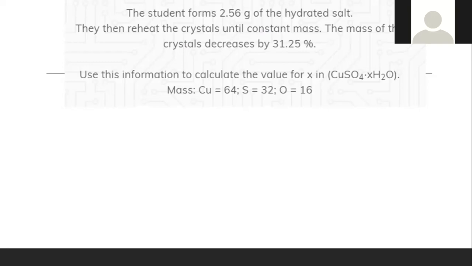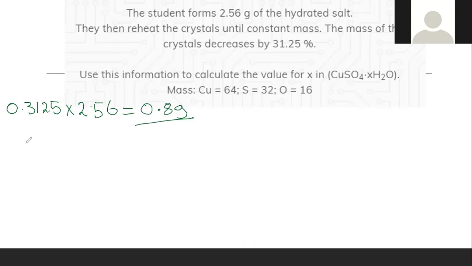So we're going to look at our change in mass to start off with. The first thing you're going to want to do is calculate your change in mass. So our change in mass is 0.3125. That is how much it is decreased by. So we're going to multiply that by the amount of crystals that we started off with, our mass to begin with, which was 2.56. So our change in mass is 0.8 grams.